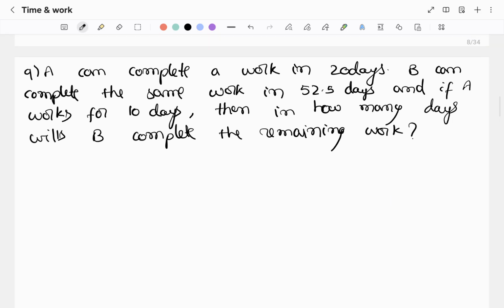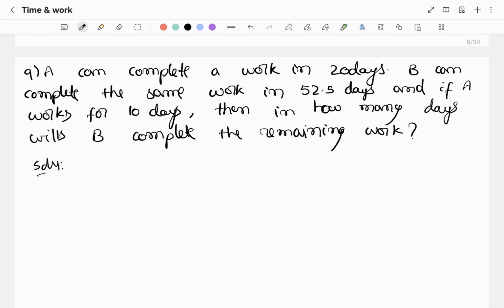A can complete a work in 20 days. B can complete the same work in 52.5 days. And if A works for 10 days, then in how many days will B complete the remaining work?